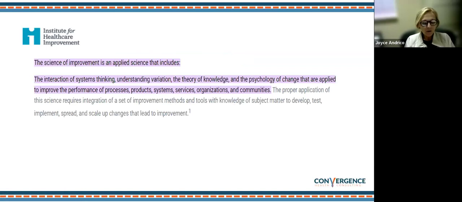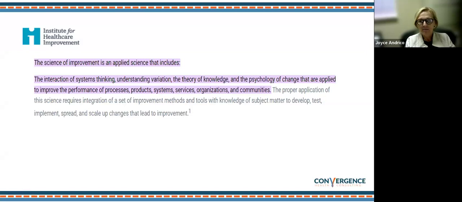So according to the Institute for Healthcare Improvement, the science for improvement is applied science that includes, and you can see on the slide, there's a number of things. But basically what it is saying is there's a lot that goes into it. There's a lot of thought, there's a lot of planning, but it doesn't have to be difficult. And it can be very easy to set up a process improvement. There's a method to the madness, I'll say.